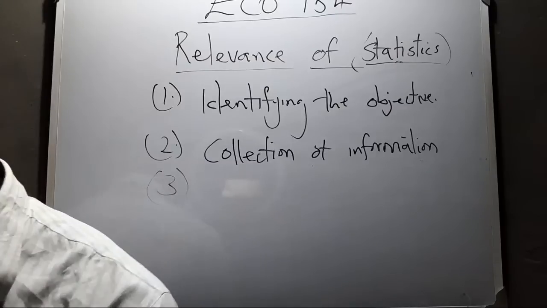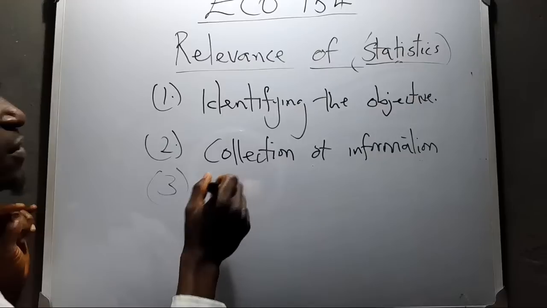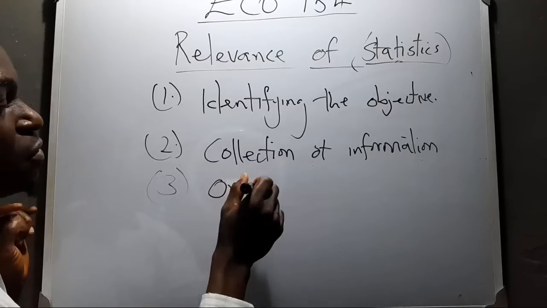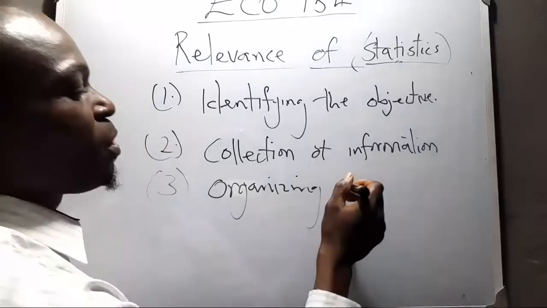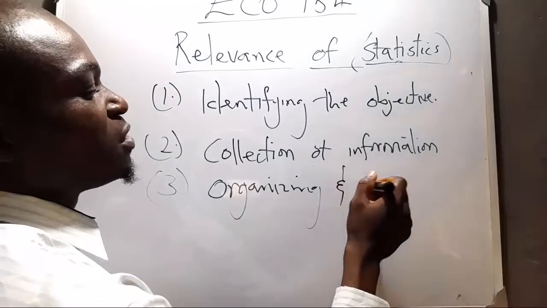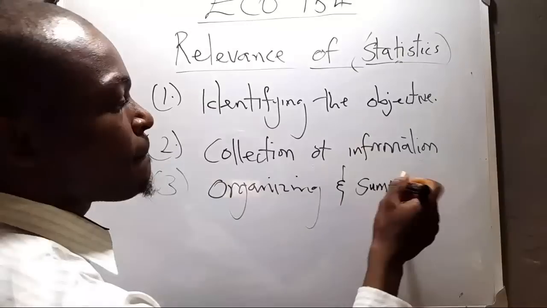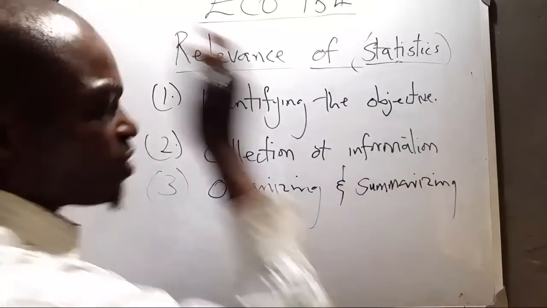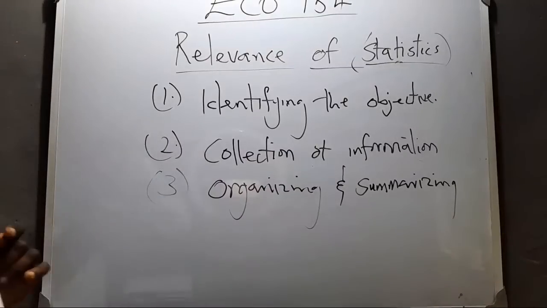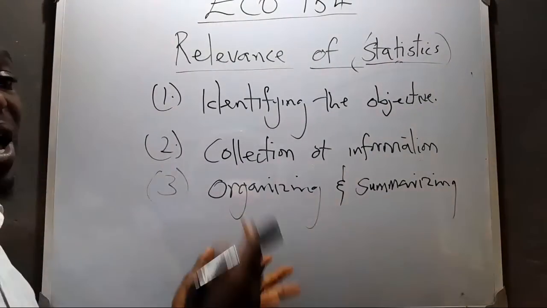Organizing and summarization of information. Stage 3 is where you now organize and summarize this information. For instance, in some classes we can have A, B, and C.